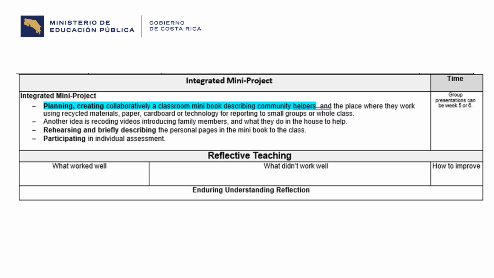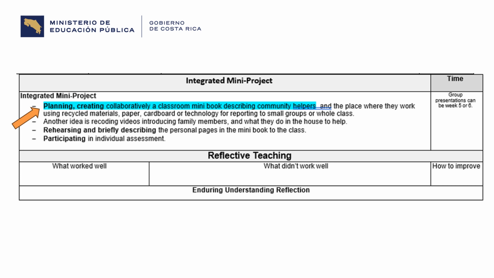Okay, now we are going to talk about the integrated mini project. Well, in the integrated mini project, it is important to provide students with at least three different options. I don't know, maybe one student is going to make a mini book, another student is going to make puppets, another student is going to create a board game, and another student is going to create a bingo about community helpers and workplaces.